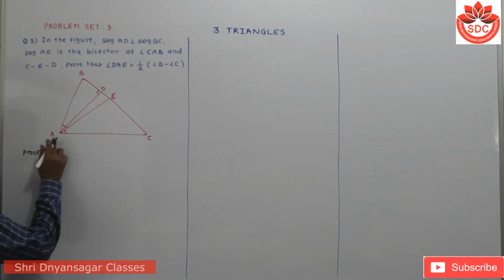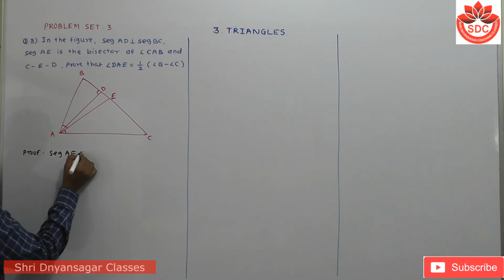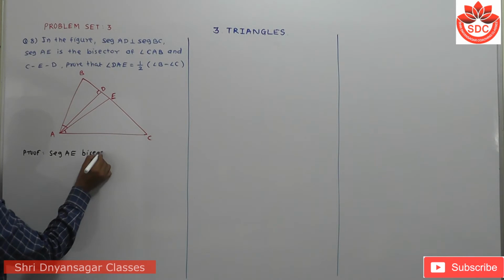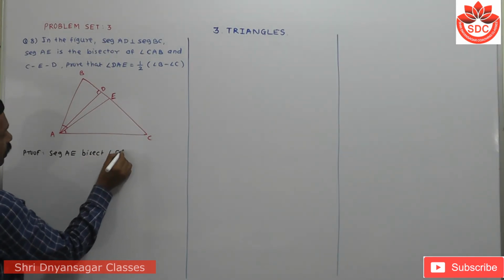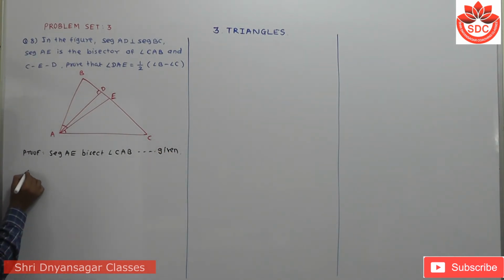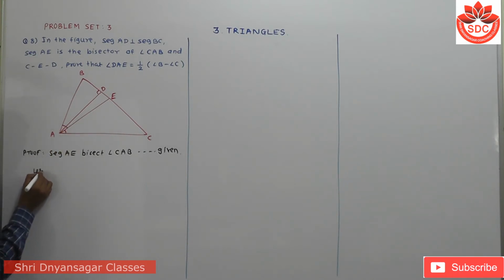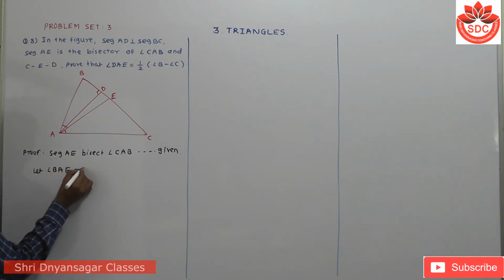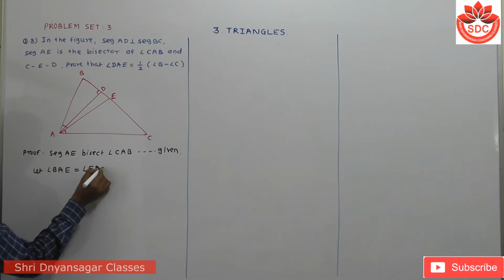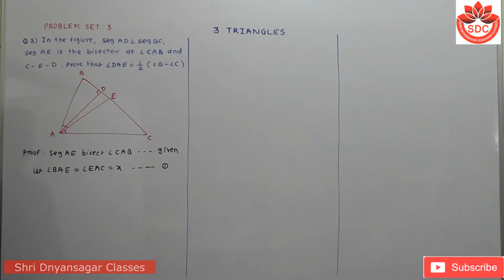First I will take this, AE is the bisector of angle CAB, is given here. Here I will write segment AE bisects angle CAB. This is given here. Then these two angles, this and this angle, is equal. So I will write let this angle BAE is equal to angle EAC is equal to how much? Suppose x. Suppose this is equation number 1st.